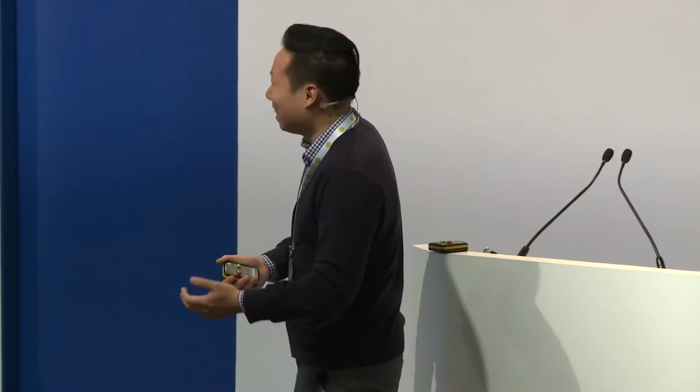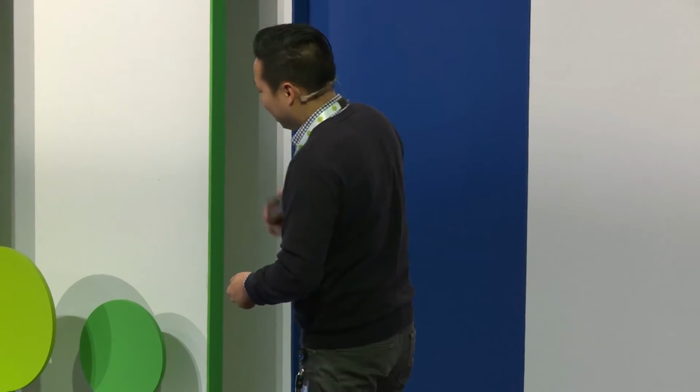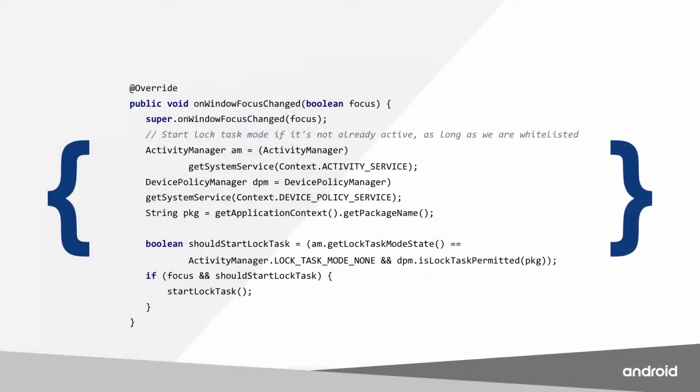Your activity calls startLockTask to start lock task mode, and to stop lock task, your activity would call stopLockTask. That's done within the same activity that called startLockTask. startLockTask requests the system to lock the user to the current task. And as I stated before, it prevents the user from launching other apps, and hides the home and recents buttons.